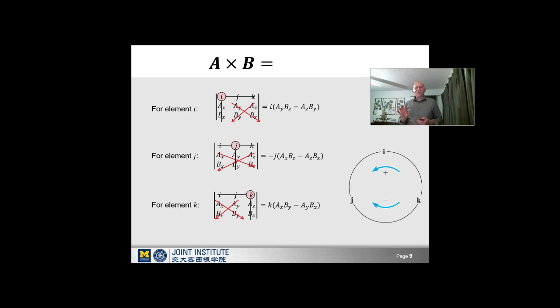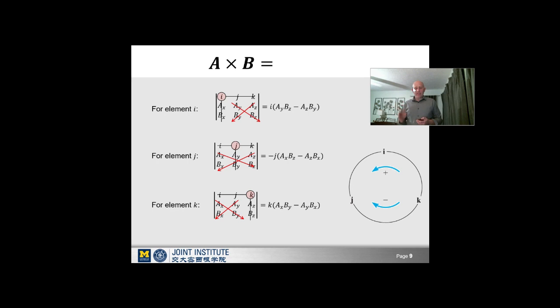So when I multiply out, or when I try to solve for my I component, I start with I, and you can see I circle it there in the pink. And then I cross out the upper row and the first column, and then I make my first multiplication, AY times BZ, and then I have a minus AZ times BY. So that's how we solve for the I component.